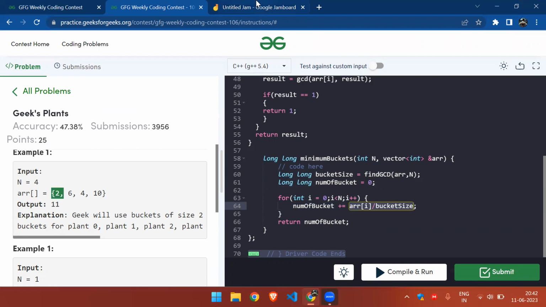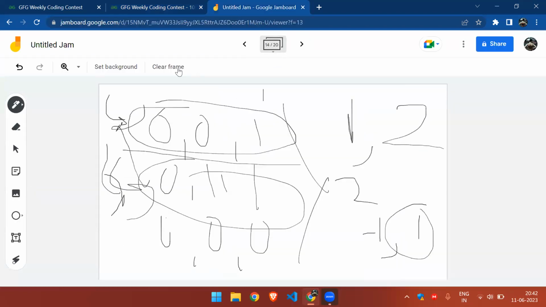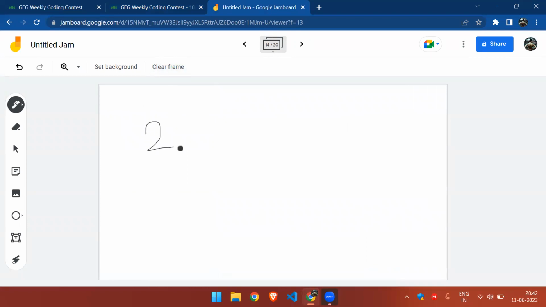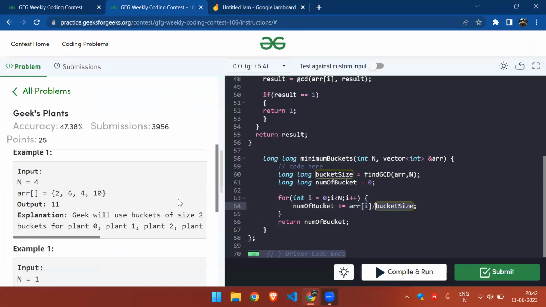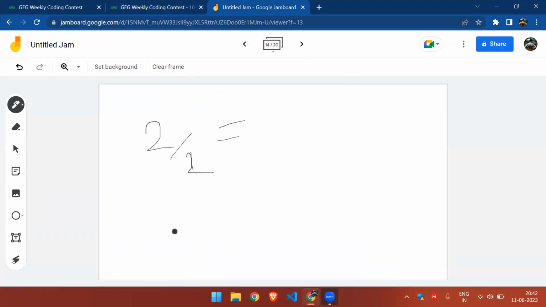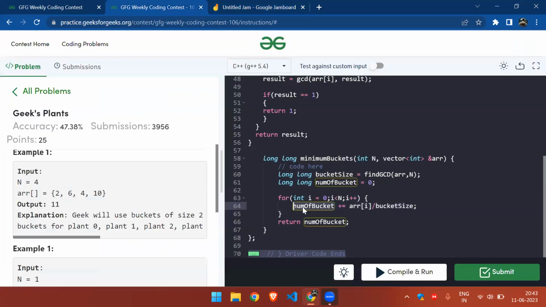Suppose the element is 2. Then the number of buckets would be 2 divided by the bucket size, which is the GCD of 2, 6, 4, 10. Oh, sorry, my bad, the GCD would be 2. So 2 divided by 2 is nothing but 1, and this 1 gets added to our number of buckets.